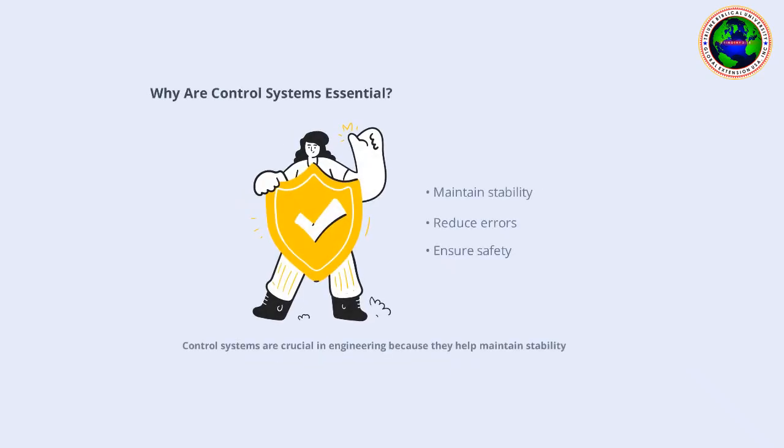Control systems are crucial in engineering because they help maintain stability, reduce errors, and ensure that systems respond appropriately to changes. Without them, machines and devices would be unreliable, unpredictable, and even unsafe. Imagine a robot that can't stay on course or a vehicle that wobbles uncontrollably. These are the kinds of problems control systems are designed to prevent.